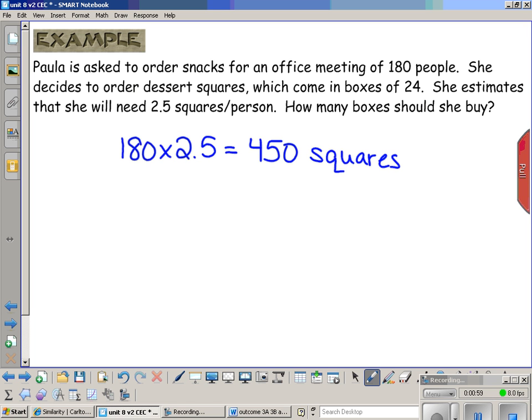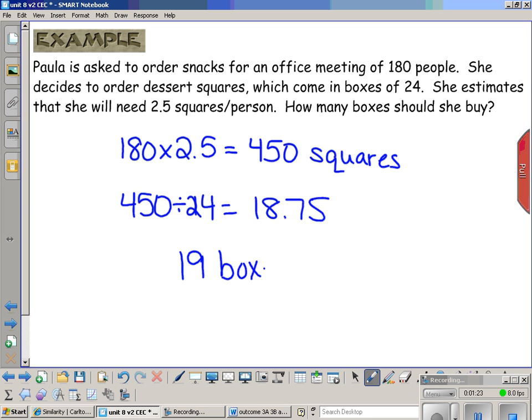Now these come in boxes of 24, so she should find out how many boxes she needs. And we get 18.75. Now we can't buy part of a box. So you have to think, should she buy 18 or should she buy 19? If she only buys 18 boxes, she may not have enough. So she should buy 19 boxes just to be on the safe side.